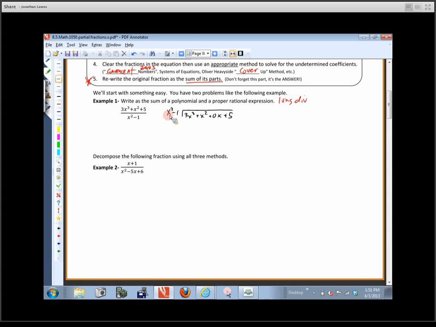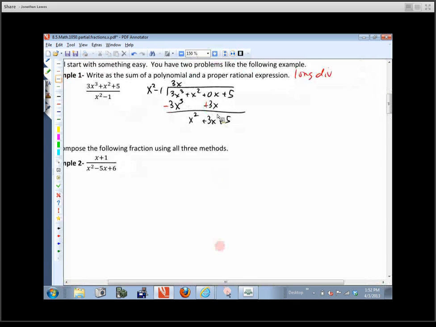Again, I just look at the leading term on each one of these. What do I multiply x squared by to make it a 3x cubed? A 3x. So that's going to make this a 3x cubed. That's going to make this a minus, whoops, put this in the right place, minus 3x. Then I go through and I subtract, or I change the signs. So I end up with, let's see, this x squared can come down. That's going to be a 3x, and that's going to be a plus 5. Any questions?